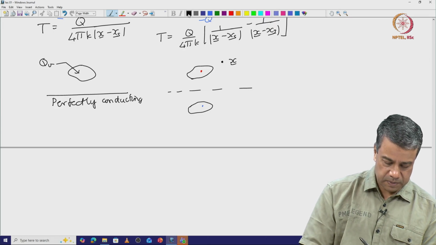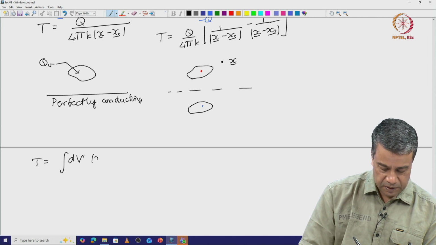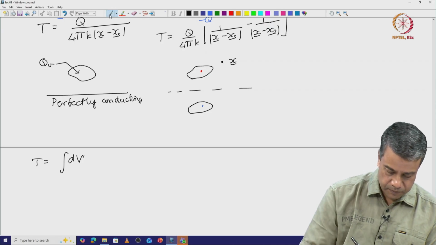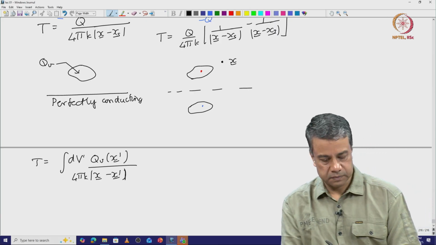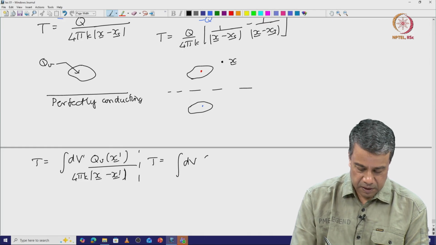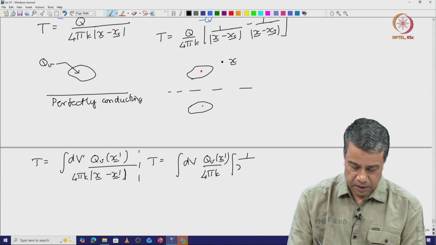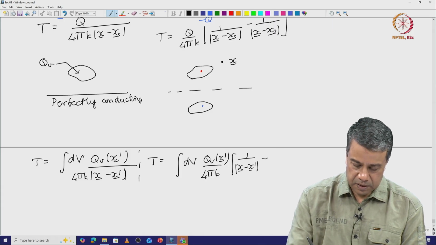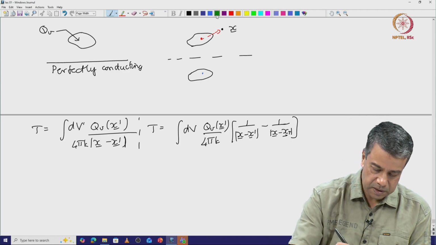if it was just one source in an infinite medium, the temperature field would be equal to the integral dV prime of Q_V of x prime by 4 pi k times the distance |x minus x prime|. In this case, since I have an image as well, the temperature field becomes the integral dV prime Q_V of x prime over 4 pi k into 1 over |x minus x prime| minus 1 over |x minus the image|. So, x minus x prime is this distance, and the image is this distance.